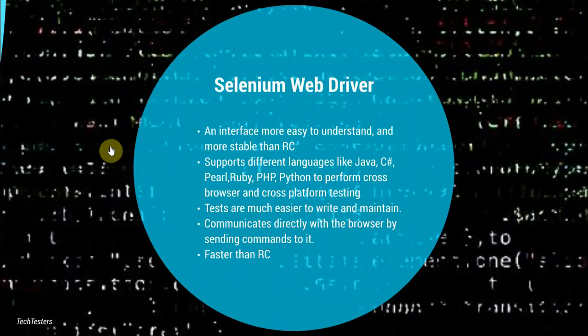The third one is Selenium WebDriver. It's a more stable approach for performing automated testing on UI applications. It is also supporting different languages to perform cross-browser and cross-platform testing. WebDriver sends commands directly to the browser and retrieves results. That's why it's much faster than RC, and tests created are easier to maintain.